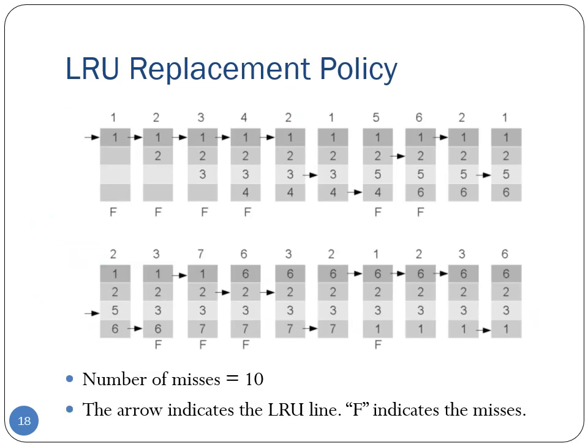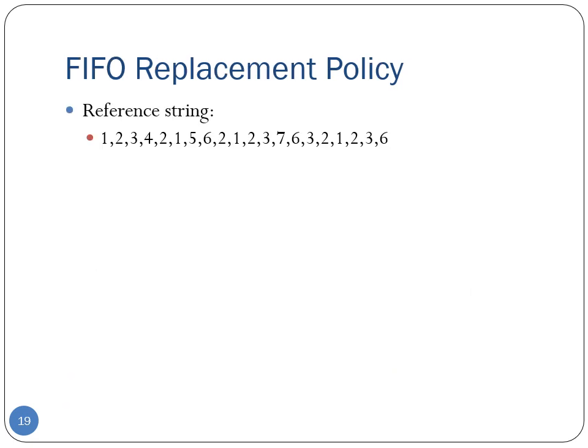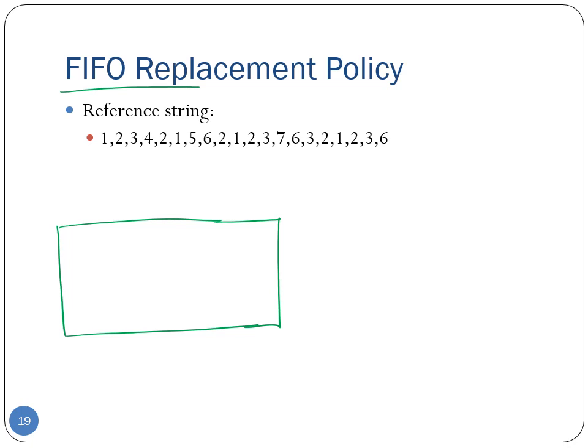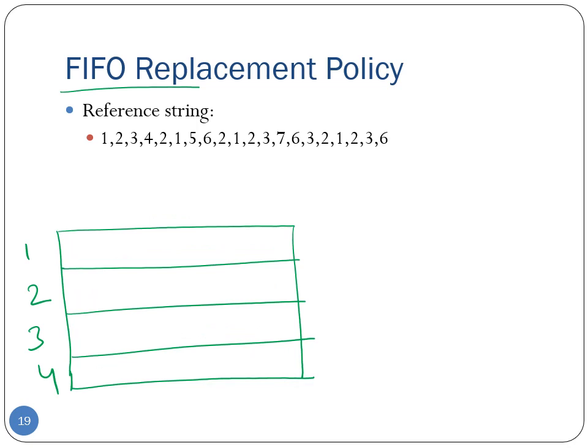This is also summarized over here, the same example. Next, let's work out the first in first out cache replacement policy. So once again we have this cache with 4 lines, which is fully associative, and this is the first in first out cache replacement policy, and here is our reference string.